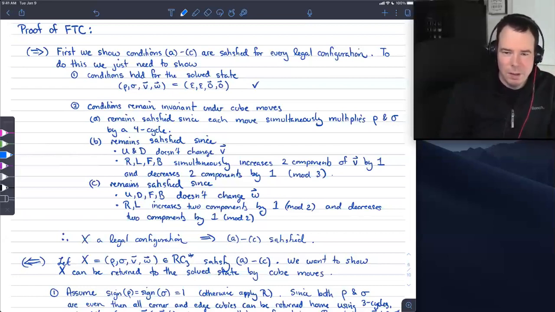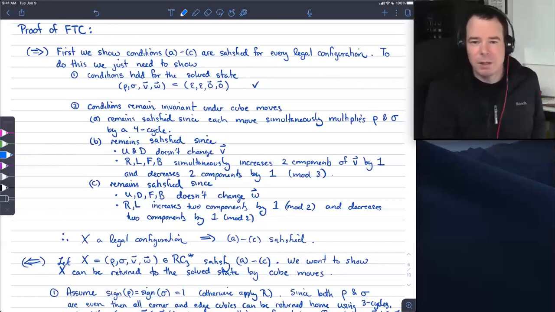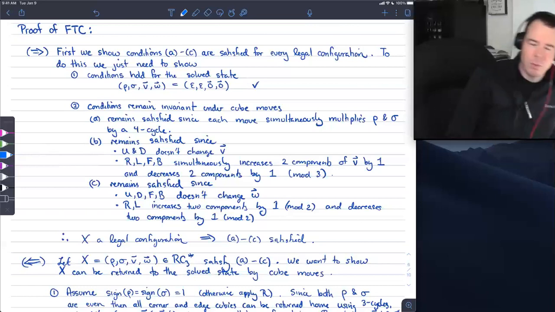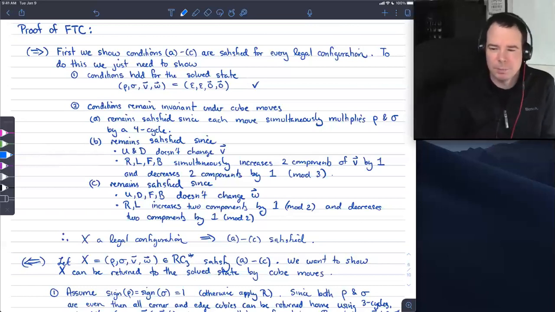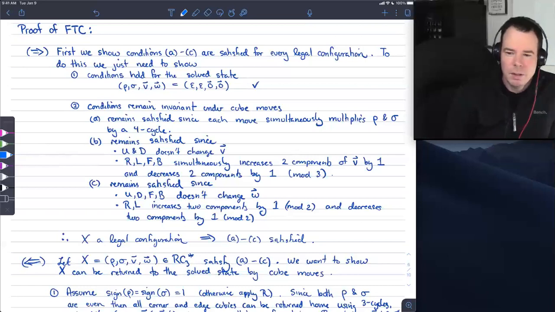So if I have a configuration and I do a U move, then my permutations will change, but the fact that they have the same parity will not. They may both change from even to odd, or they both change from odd to even, or they may both go from evens to evens, or both go from odds to odds. It doesn't really matter. They both change in the same way. So if they were the same parity before, they're the same parity after. And similarly, if they satisfy the orientation sum condition before you do a move, then they satisfy it after.